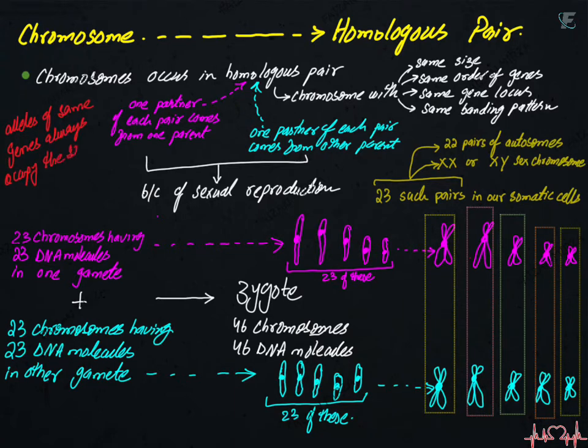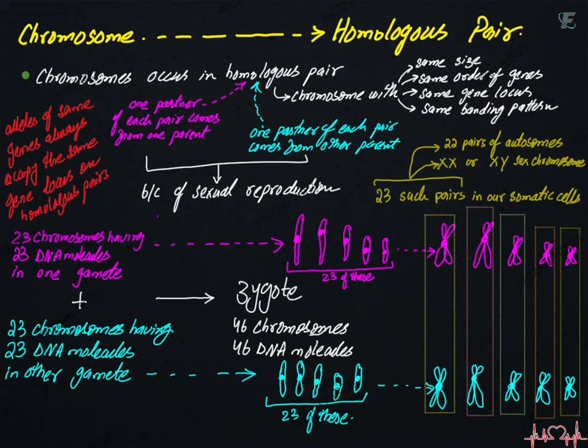Alleles of the same genes always occupy the same gene locus on homologous pairs. Whenever we say a homologous pair, it means that both the chromosomes are exactly alike. So in females, there are 23 homologous pairs: the 22 pairs of autosomes, and the 23rd chromosome pair is also a pair because an X chromosome is there together with another X chromosome. We call them 22 pairs of autosomes and the 23rd XX pair.